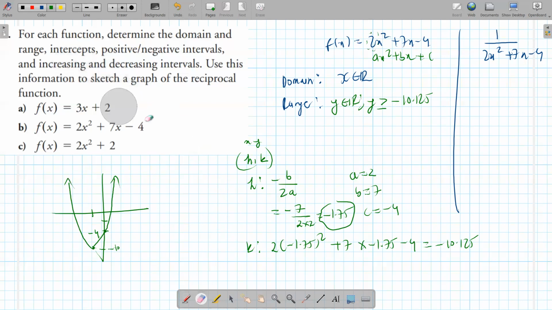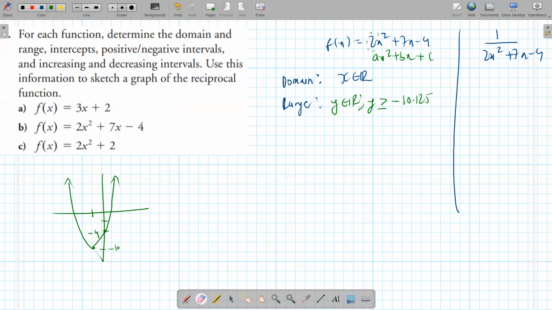The next, what does it say? It says the intercepts. So the y-intercept is already given in the question. The y-intercept is just this value, so that's minus 4. How do you find the x-intercept? For the x-intercept, you can factor this, right? You first need to factor it by using the method. We're looking for two numbers that multiply to negative 8, 2 times negative 4, that add up to 7.